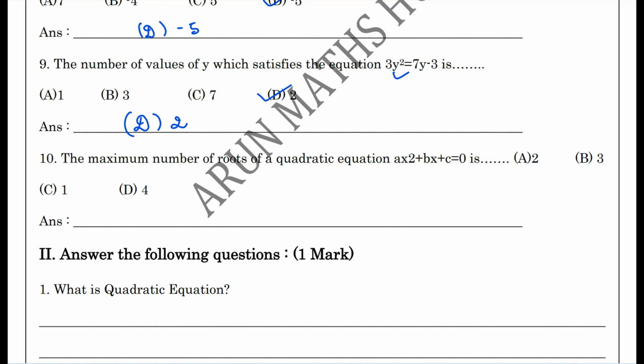And the 10th question, what is the maximum number of roots of a quadratic equation ax square plus bx plus c? Again the answer is option D, 2, right? How many roots will be there for the quadratic equation? It is 2. What is the degree of the quadratic equation? It is 2. How many solutions will be there? 2 solutions will be there. That means it will satisfy the equation.